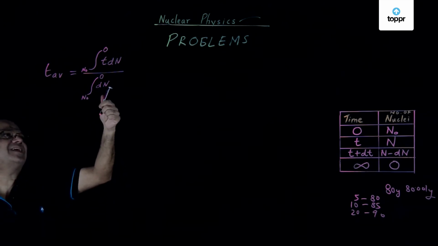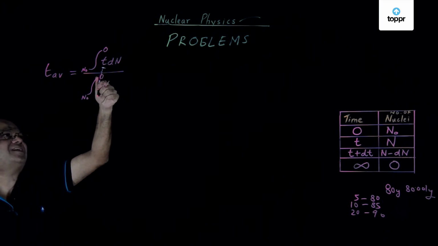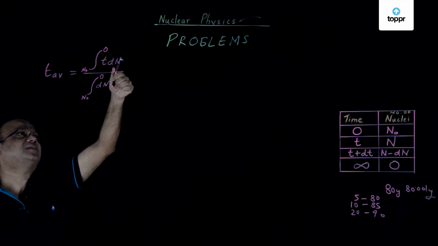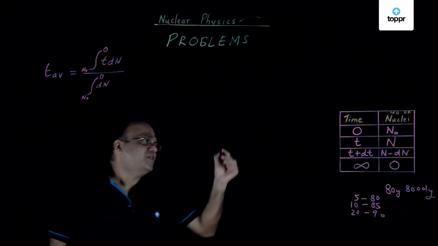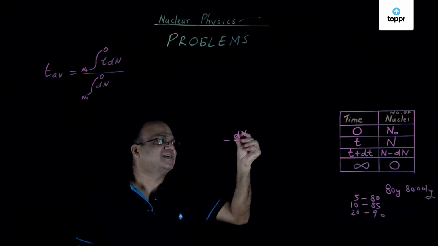Now this we can integrate very easily. This we cannot integrate directly because here t is there, here N is there. So we need to express this as a function of t. So now we know that minus dN by dt is what?